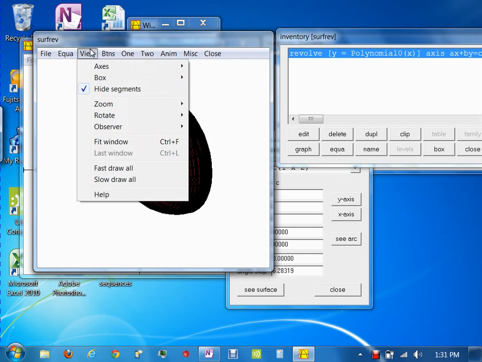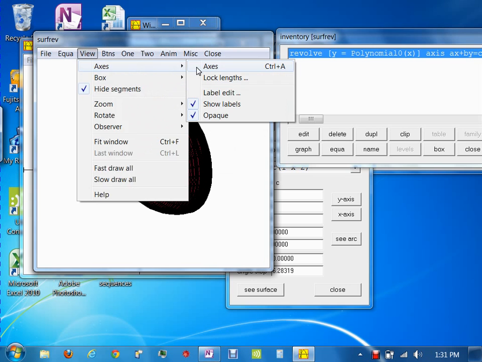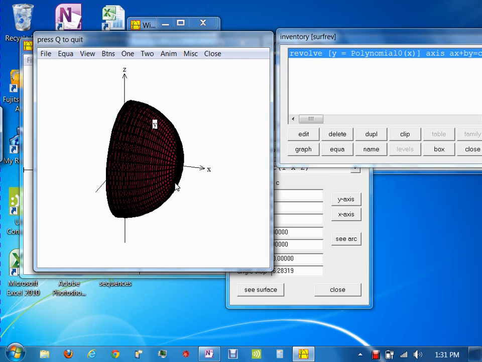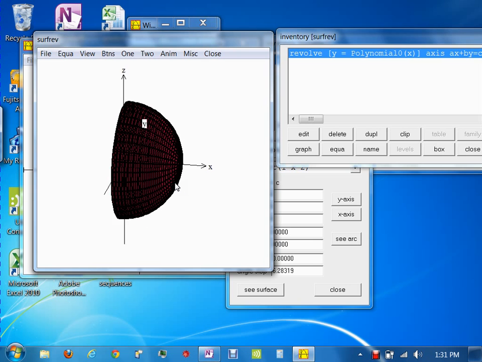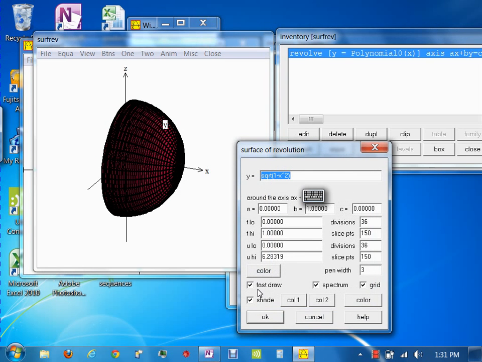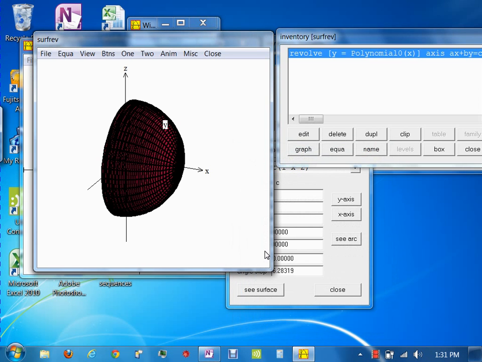I'm going to throw in the XYZ axes here. Can you all see this thing revolved around there? Oh, that didn't come out too good. Let me take out the shading. No, that didn't help.